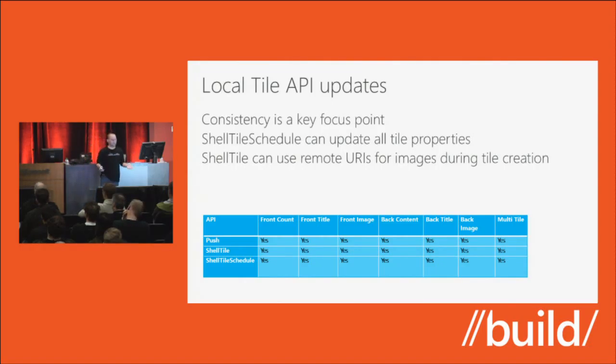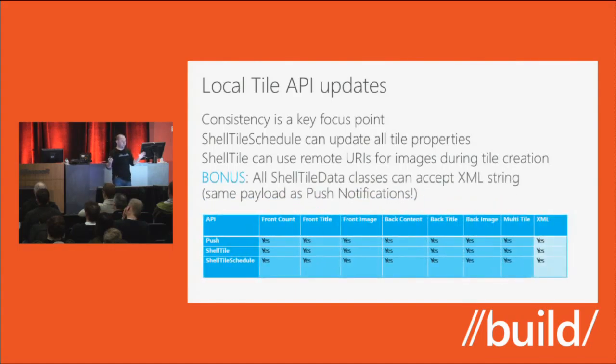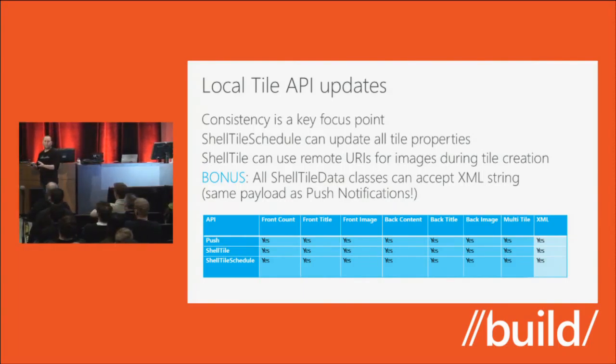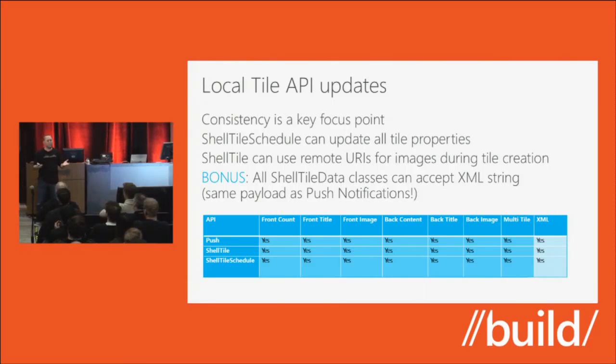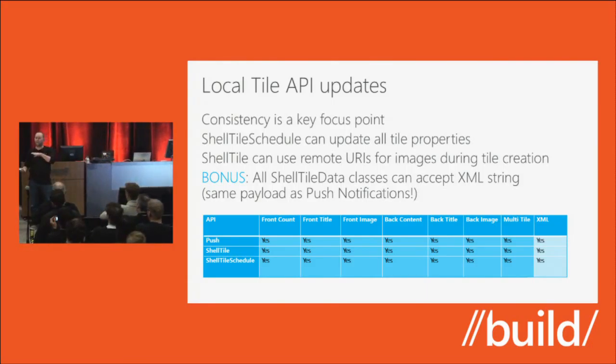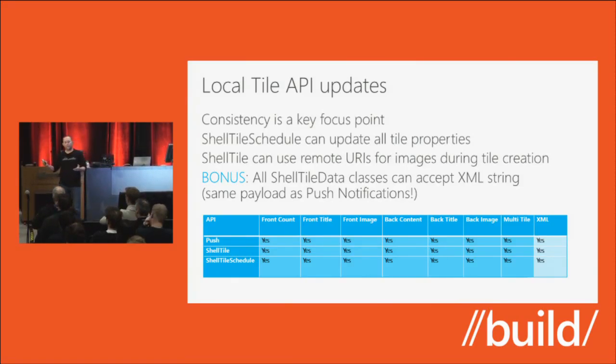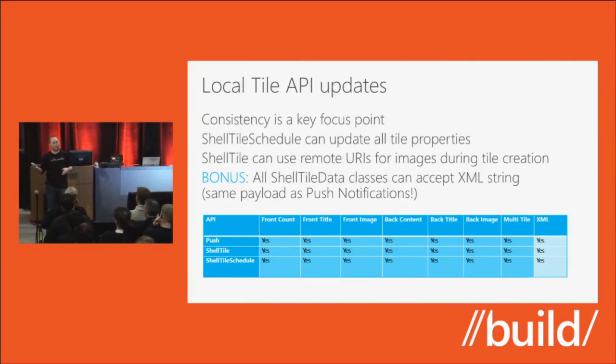You can do a remote image right off the bat. And as an added bonus, we actually made it so that all of the shell tile data classes can take XML. Now, why would you want to send XML instead of properties, instead of something strongly typed? Well, a lot of people were really comfortable using push, and remember, push uses XML payloads. And actually, this was one of our ways that we tried to align with Windows 8 as well, because if you use the Windows 8 tile APIs, they actually use XML as well. They use a DOM manipulation to do all of their tile updates.